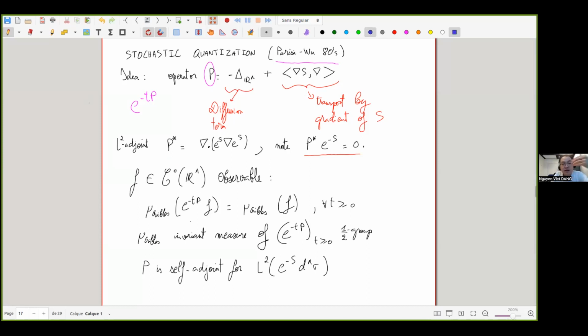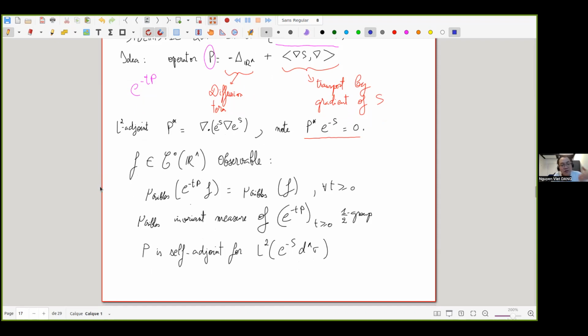So in the example of the spin system, you just consider the Laplacian on R to the power Lambda. This Laplacian will play the role of a diffusion term, and the other term that you consider in your operator is the gradient of the action functional. So your operator P is a sum of a diffusion term plus a transport term. The gradient of S will play the role of transport. It will transport your measure to the minimum of the action functional. And there will be a competition between diffusion and transport.